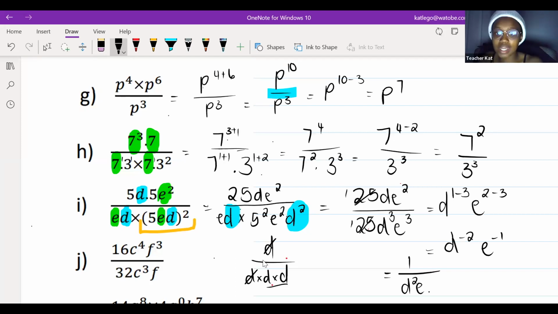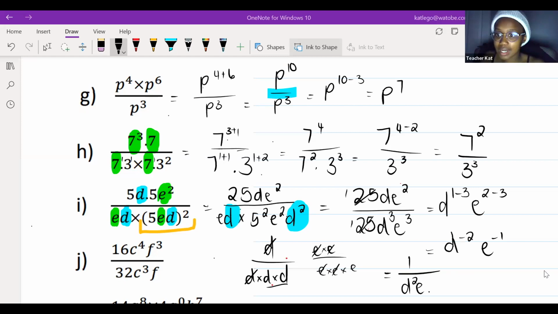Same with the e's. It's e times e in the numerator over e times e times e. This cancels with this one, this cancels with this one, and the one that's left over is left over in the denominator. So then it's 1 over. Yes, you guys are doing so well. You do the reciprocal, guys. Okay, so we get it.